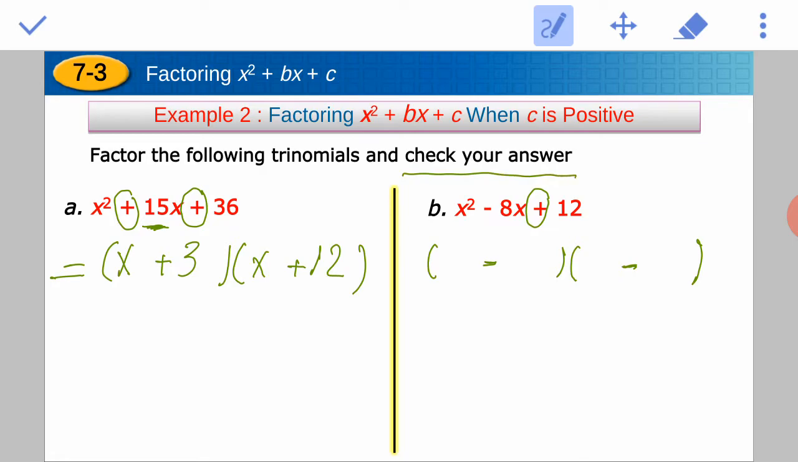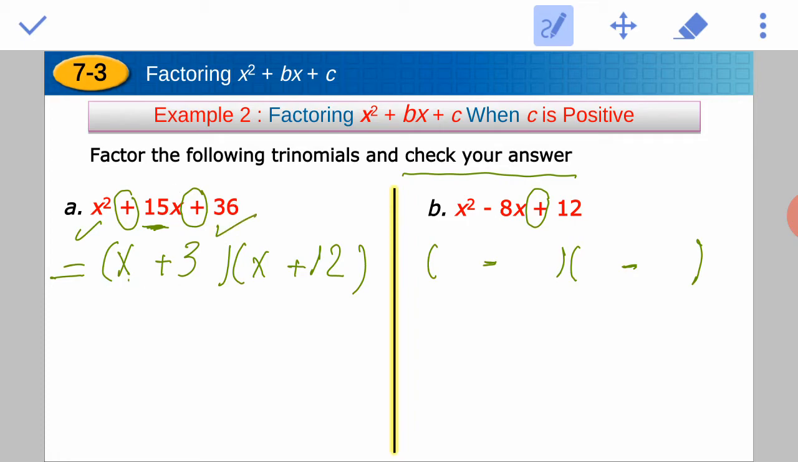You check your answer by foiling these two binomials. When you foil the binomials, you can even foil it mentally. You multiply the first times the first and you check whether you get the first term or not. X times x, it's x squared. Yes, we get the first term. Let's do the last. Plus 3 times plus 12, it's a plus 36. We get the last. What about the middle term?